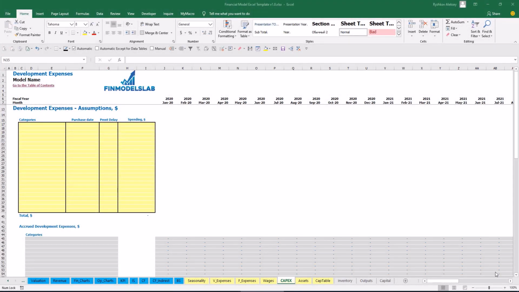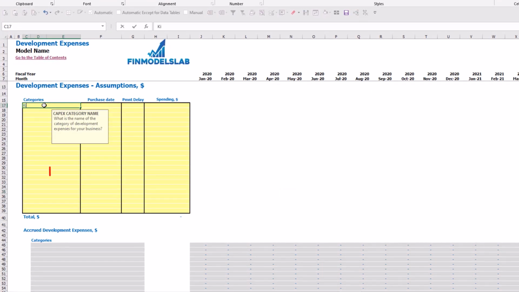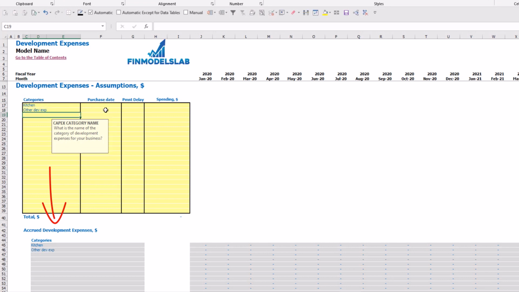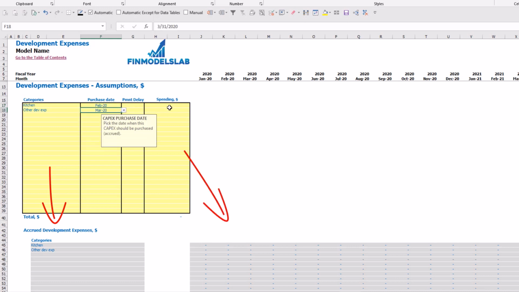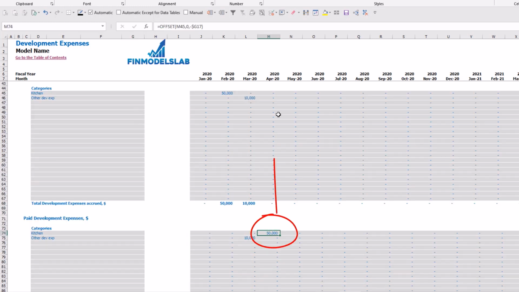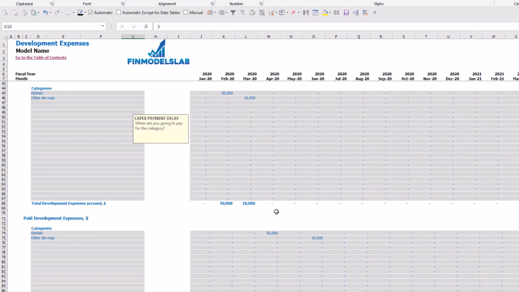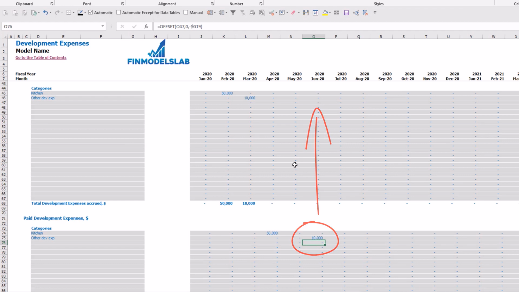You may input up to 20 development expenses categories. Let me give you a couple of real examples. For example, this will be kitchen and other development expenses. You can input the purchase date for each category, for example, February and March. You can input spending, $50,000 and $10,000, for example. You can also use the payment delay feature, which means that if you select 2 months for the kitchen, you will pay in April for the kitchen, and for example 3 months for other development expenses, which means that you will pay for it in June 20.